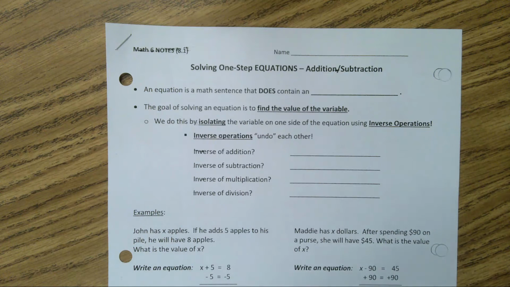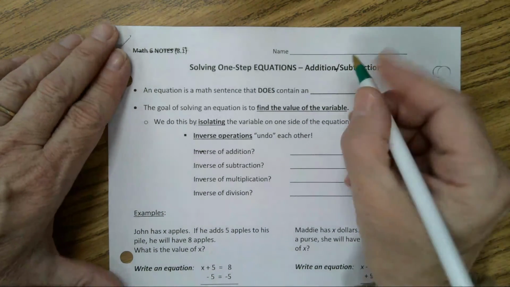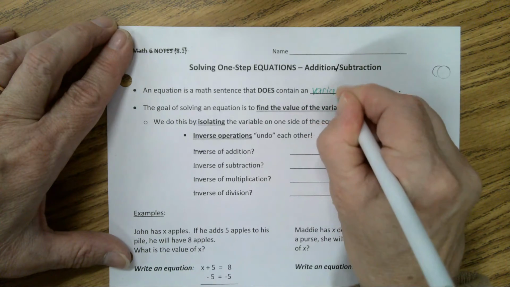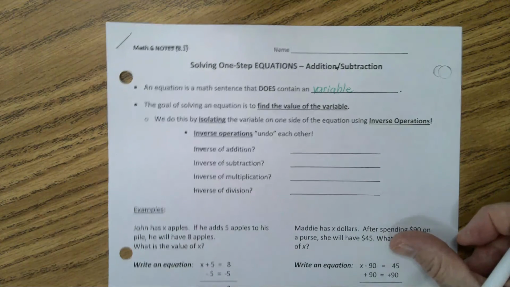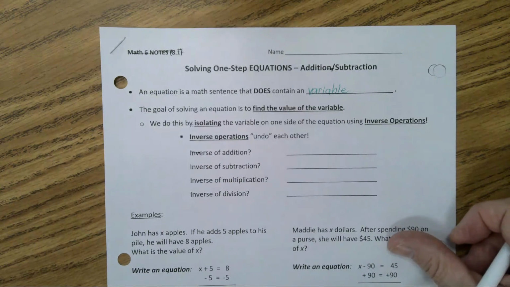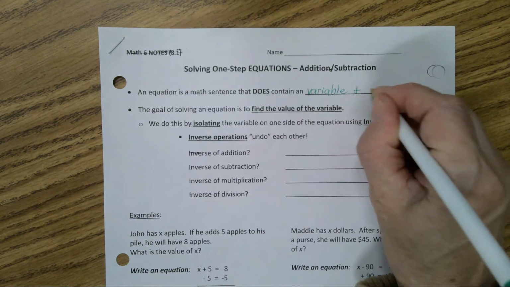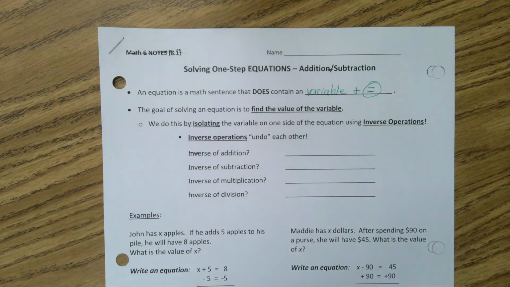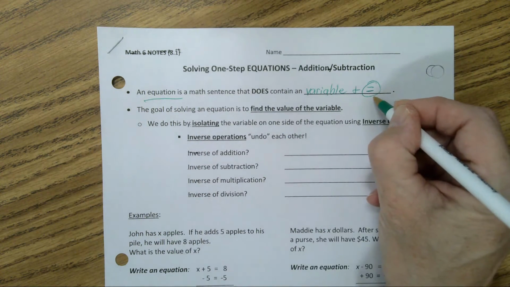It says an equation is a math sentence that does contain a variable. And variables are letters, right? An equation is a math sentence that does contain a variable, and it also has an equal sign, right? It has a variable and equal sign. I'm just going to put the equal sign right there, okay? It contains an equal sign. Equation, equal sign. You got it?